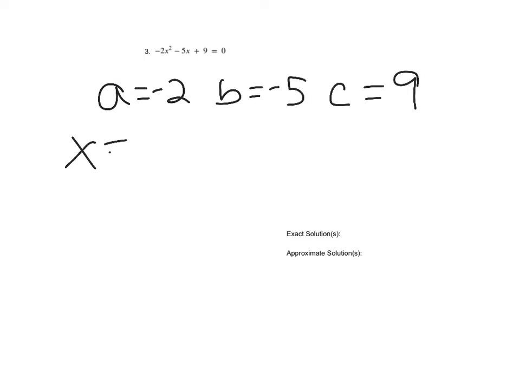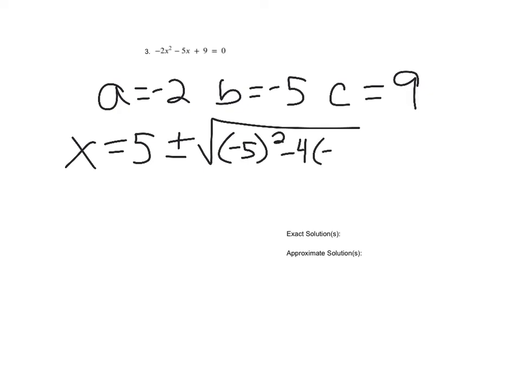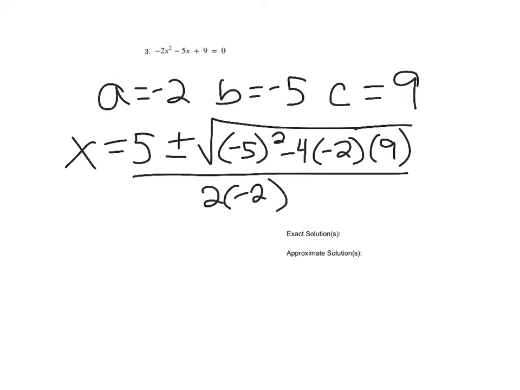Okay, problem 3. So I have A equals -2, B equals -5, C equals 9. Substitute these into the quadratic formula. The opposite of -5 is +5, plus or minus, I have (-5) squared minus 4 times -2 times 9, all over 2 times -2.